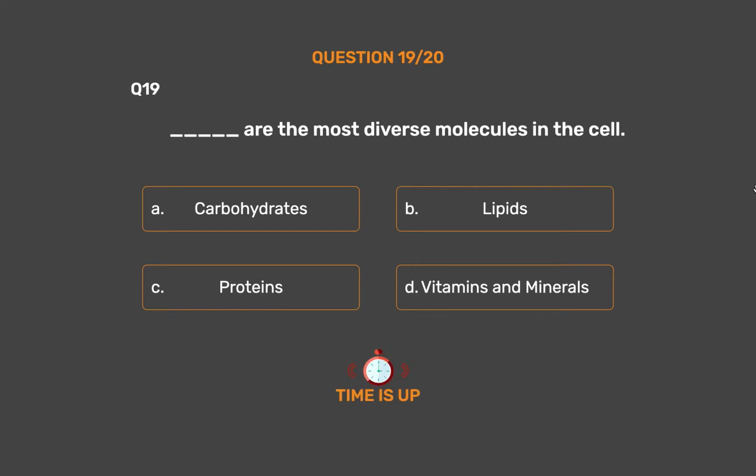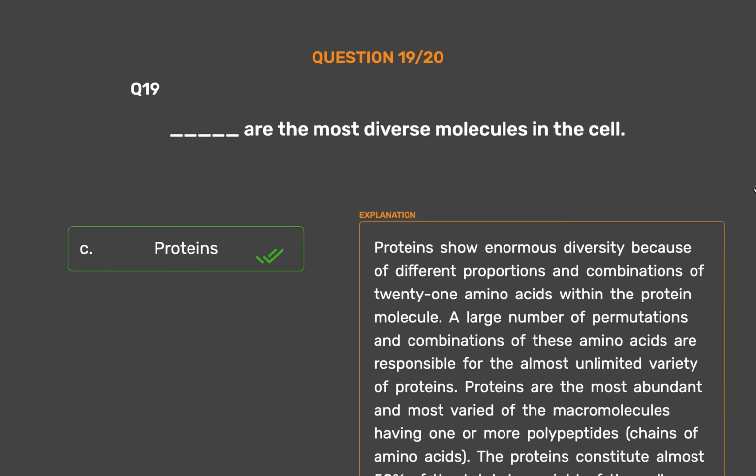The correct answer is option C. Proteins. Proteins show enormous diversity because of different proportions and combinations of 21 amino acids within the protein molecule. A large number of permutations and combinations of these amino acids are responsible for the almost unlimited variety of proteins. Proteins are the most abundant and most varied of the macromolecules, having one or more polypeptides, chains of amino acids. The proteins constitute almost 50% of the total dry weight of the cell.